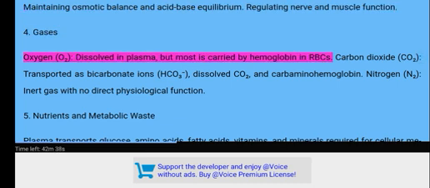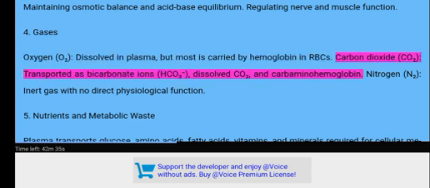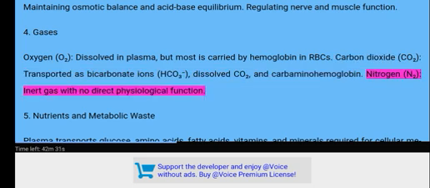4. Gases. Oxygen, O₂, is dissolved in plasma, but most is carried by hemoglobin in RBCs. Carbon dioxide, CO₂, is transported as bicarbonate ions, HCO₃⁻, dissolved CO₂, and carbaminohemoglobin. Nitrogen, N₂, is an inert gas with no direct physiological function.